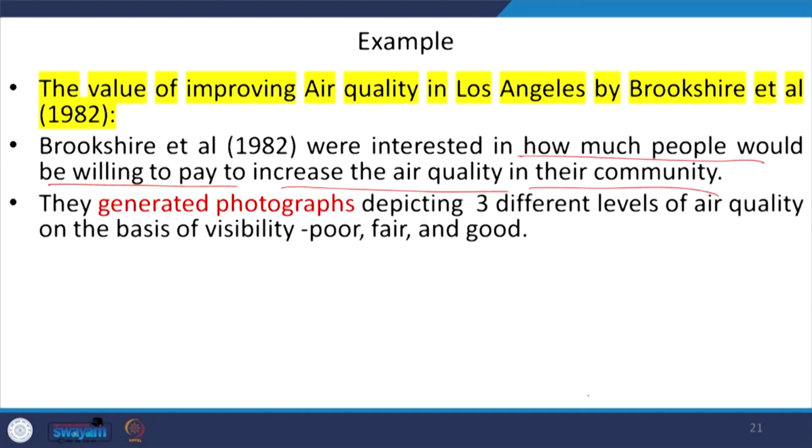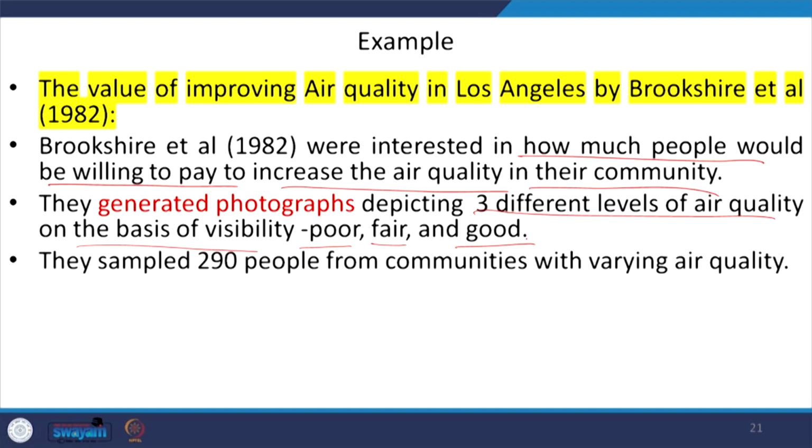For that reason, they generated certain photographs of the air quality in their areas. They depicted three different levels of air quality and posed them to the respondents on the basis of visibility. It was categorized into very poor visibility of air quality, contained in these photographs, then the fair kind of visibility of air quality, which was also in the photographs. And the third category is very good visibility in the air quality, which was also in a photograph.